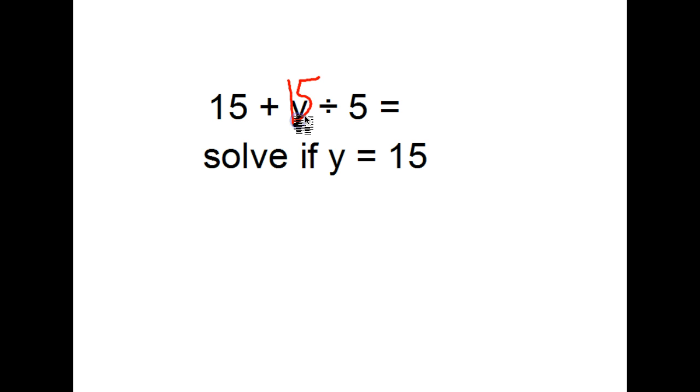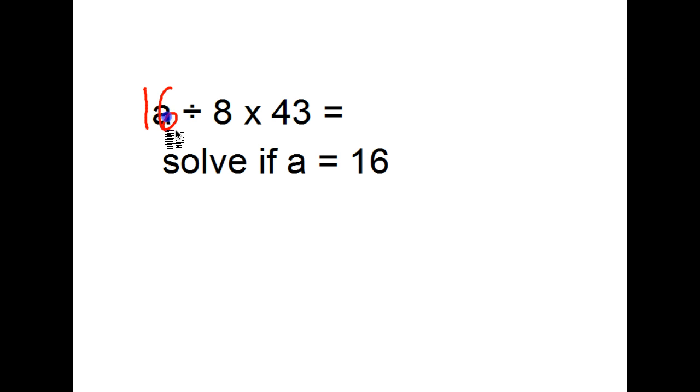Put my 15 in for y. I got adding and dividing. Dividing is higher up the tower of power, so I need to do it first. 15 divided by 5 equals 3. I got 15 plus 3. 18. Last one.